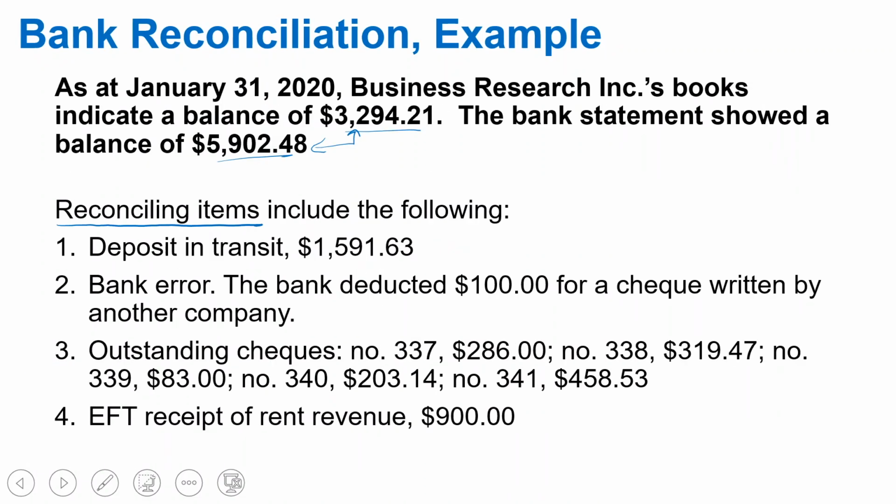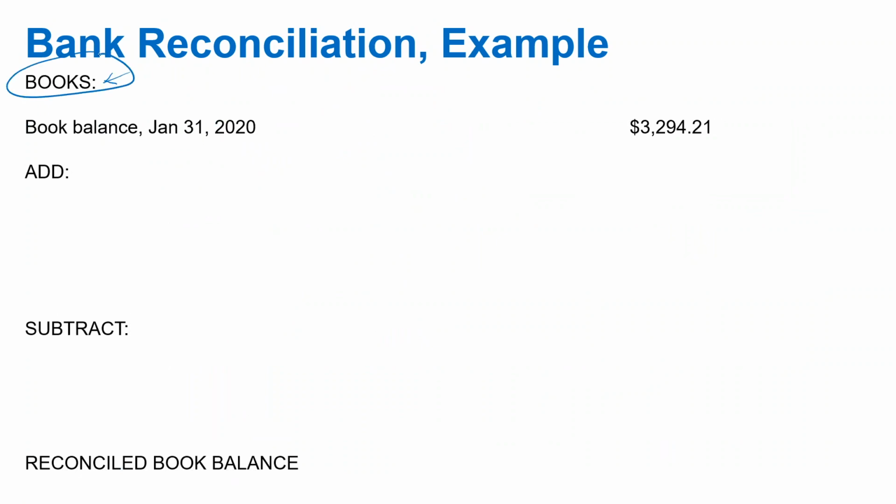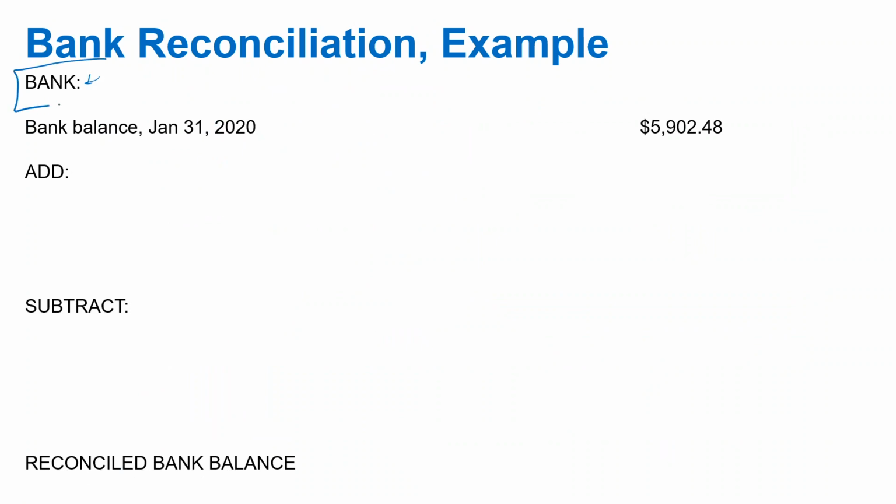Okay, so we were given in the question the book balance, and that I've slotted on this books page. So you start with the book balance at January 31st, and then we were also given the bank statement amount. So that goes on the bank portion of the reconciliation. Here's the bank balance at January 31st.